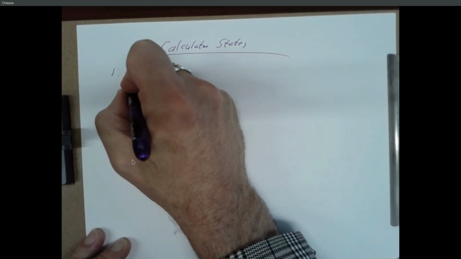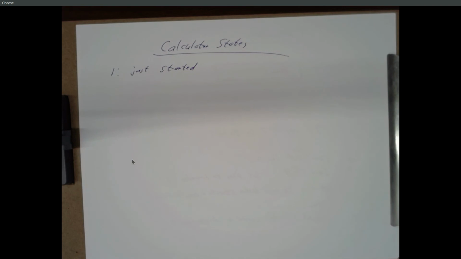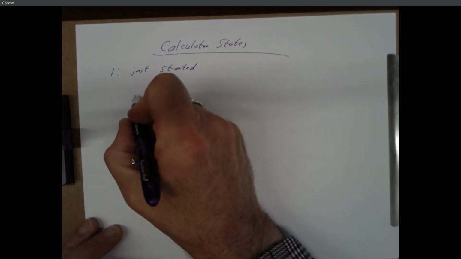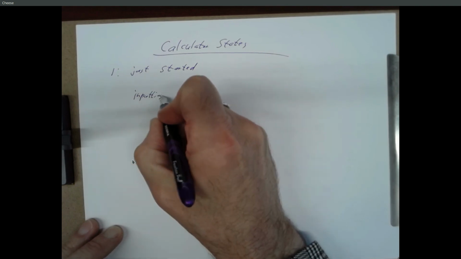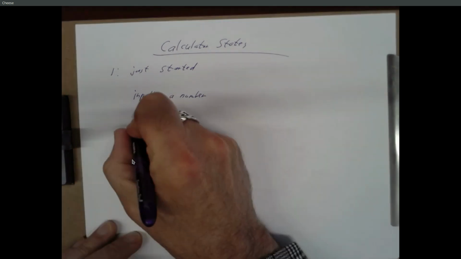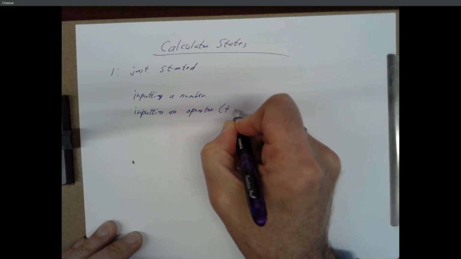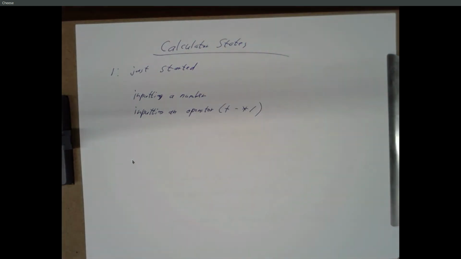So I'll start you off. Alright, so state 1 is when you just start. So you just powered on the calculator, or you just began running your calculator program. What are some other states? Let's just brainstorm. Input. Inputting a number. So we'd like to know if we're typing in a number. Inputting an operator. Okay, inputting an operator. And let's just go plus, minus, times, divide. Inputting a second number.